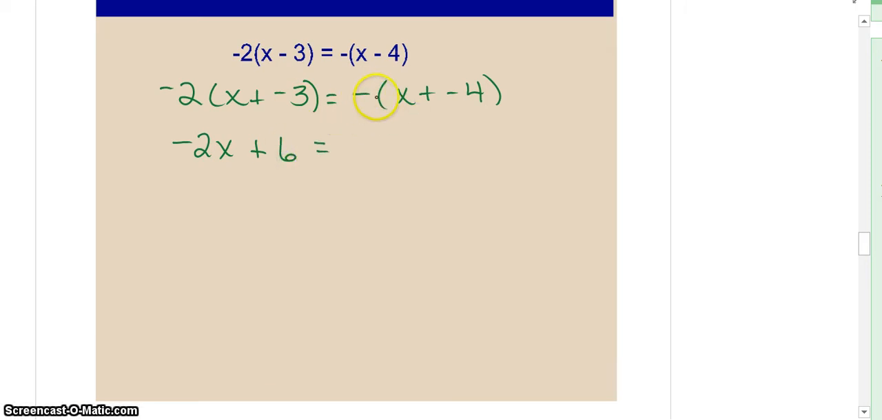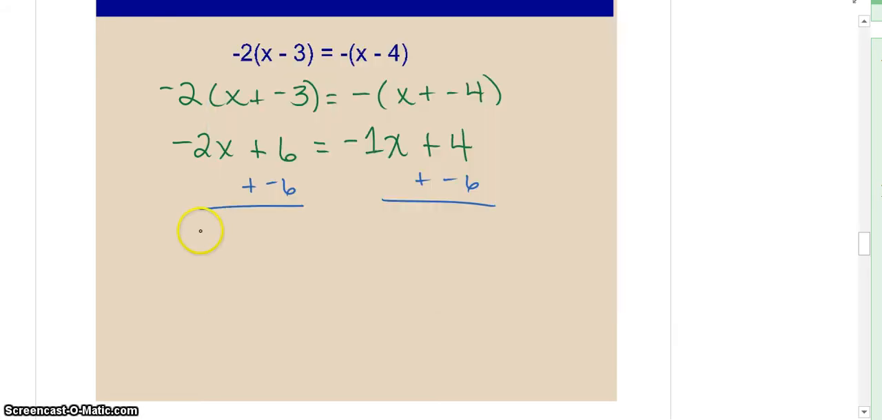On the right side, you can take this negative and distribute it throughout the parentheses, or you can think of it as multiplying a negative 1 throughout the parentheses. Both work. So the opposite of x is negative x, or I'll write it as negative 1x. You can write it as negative x, that's fine. The opposite of negative 4 is positive 4. So now we don't have anything to simplify on either side of the equation, so we can start solving. I'm going to add the opposite of 6, which is negative 6, to both sides.